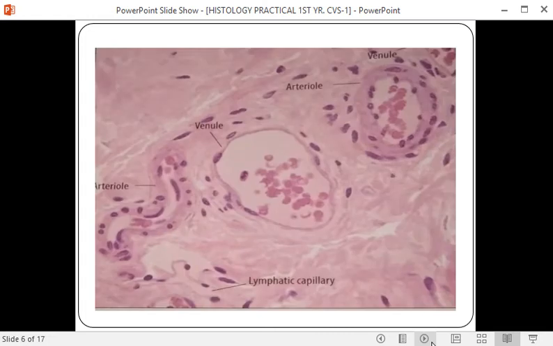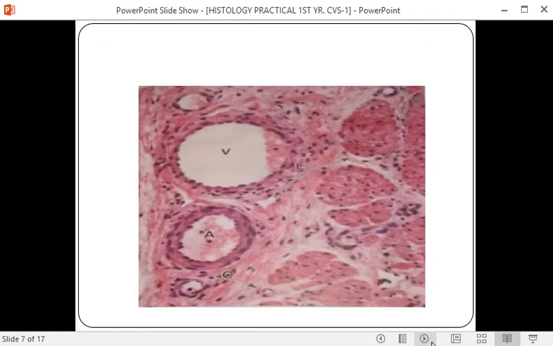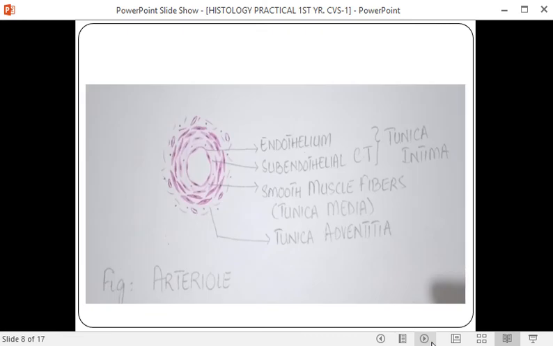This is the microscopic structure of an arteriole. We can see up to 3 layers of smooth muscle fibers in tunica media. Here also we can see a venule, an arteriole and a capillary. In the arteriole we can see that 3 to 5 layers of smooth muscle fibers are present in tunica media. This is the diagram of an arteriole.